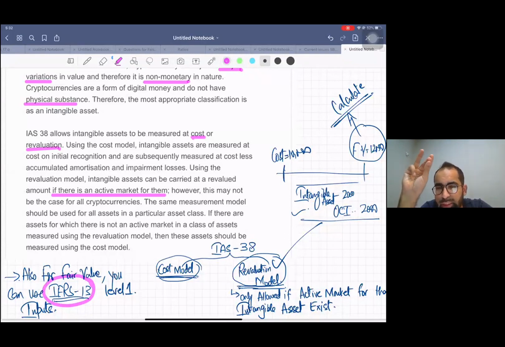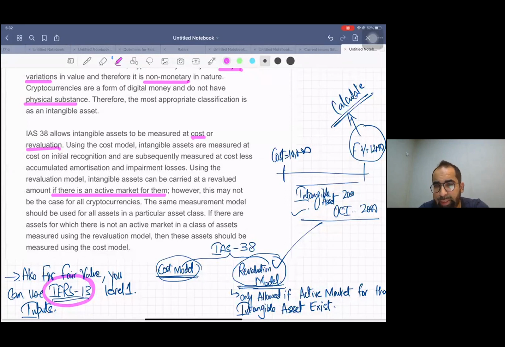So all these conditions fit in with cryptocurrency. That's why IAS 38 is the solution. With IAS 38, we have two measurement models, the cost model and the revaluation model.